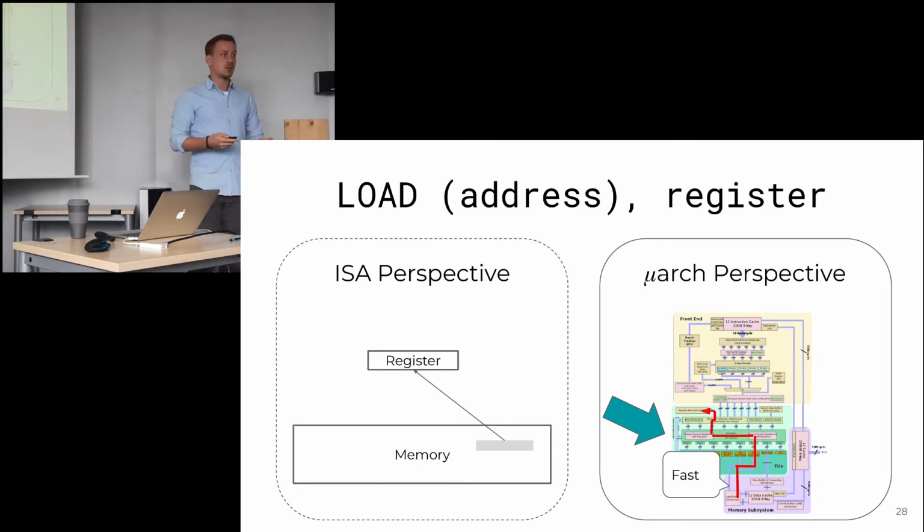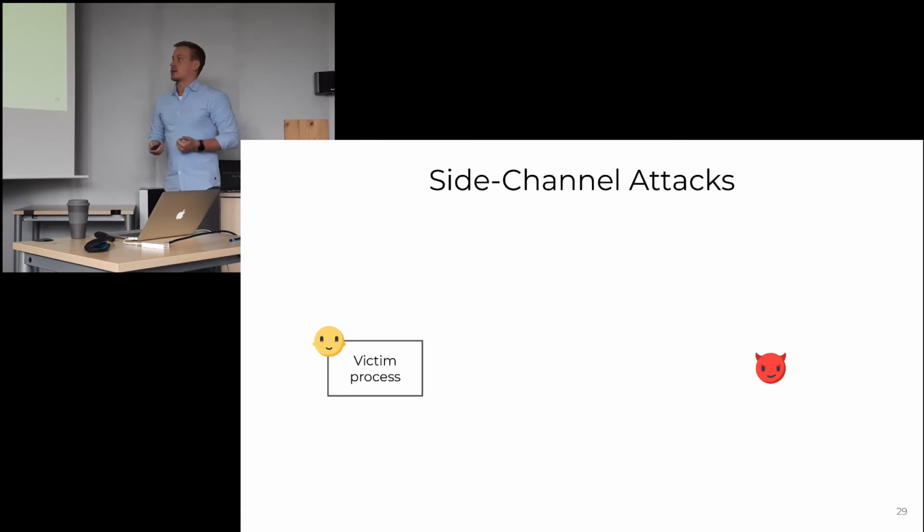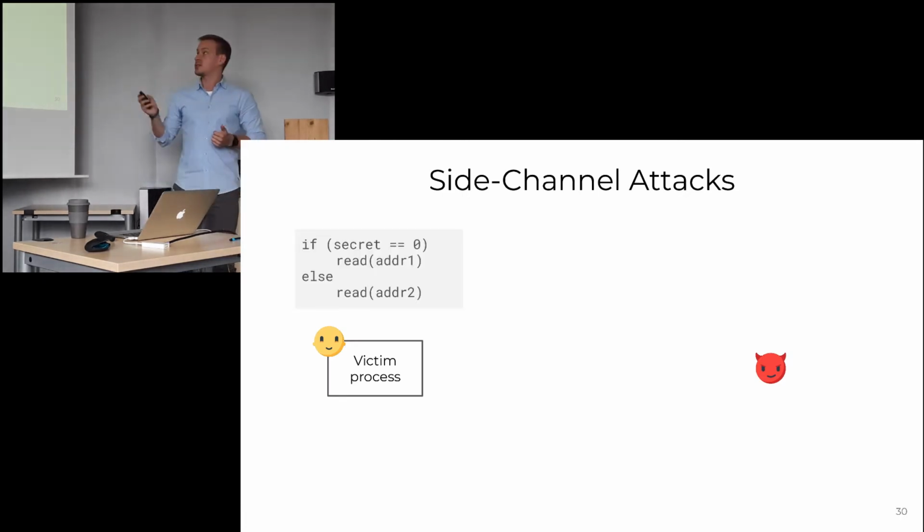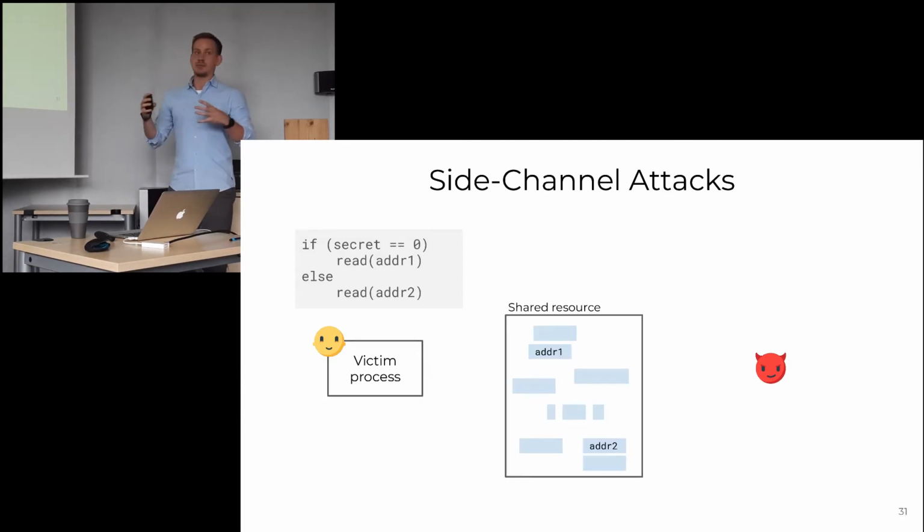So how can we use it to launch an actual attack and steal some data? Let's take a look at an example. Let's say we have some victim process and an attacker. And the victim is executing this snippet of code. So we have some secret that we are processing, and depending on the value of this secret, we read either from address 1 or 2. And we have some shared resource. So it is some temporary buffer that is used while the data is being fetched. It doesn't matter which exactly.